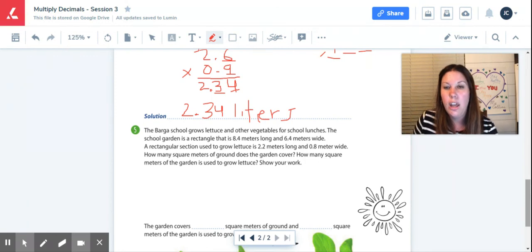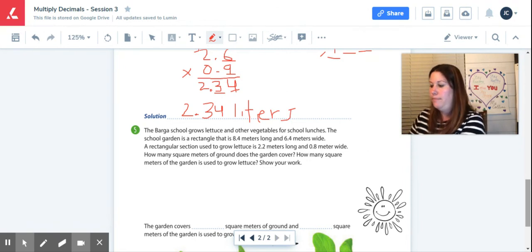Show your work. So you're actually doing 2 problems here. You are going to multiply how much the garden is going to cover, which is 8.4 times 6.4. And then how much is the lettuce? How much of that section is going to grow lettuce? So that's going to be 2.2 times 0.8.